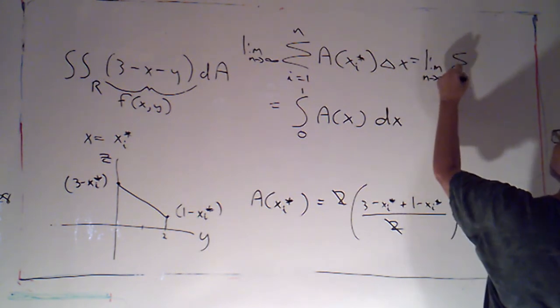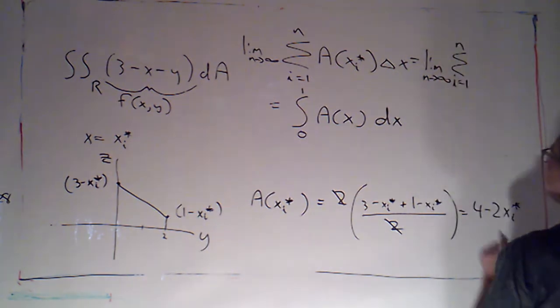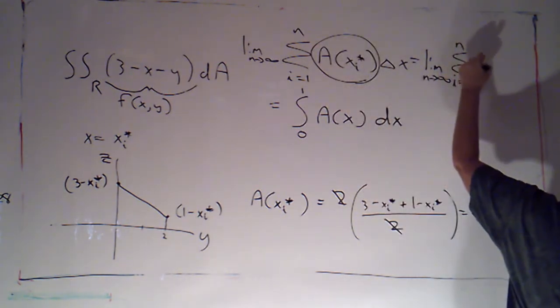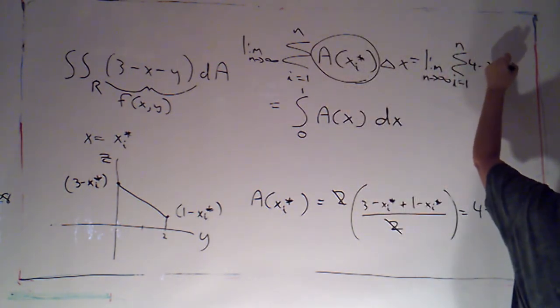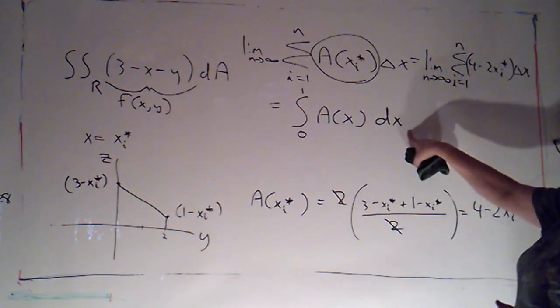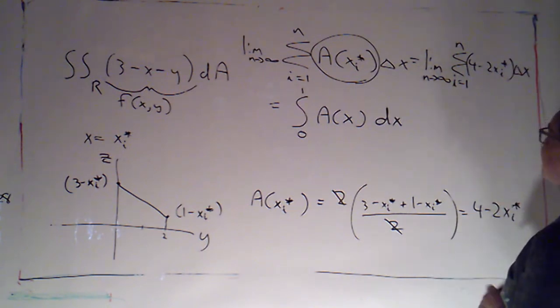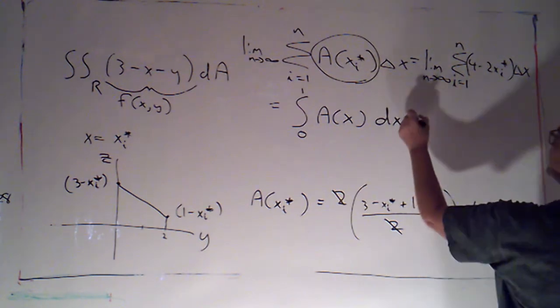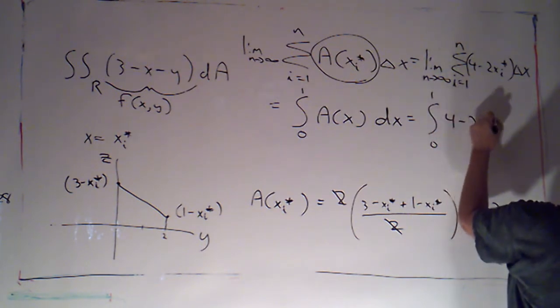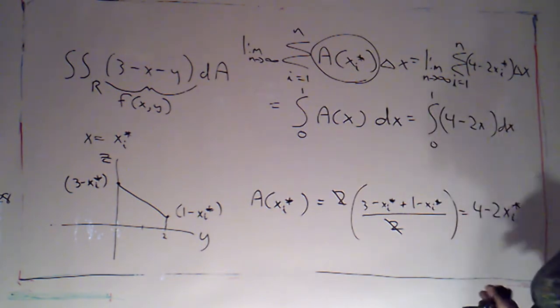So that's telling me that this Riemann sum, where we were taking the limit as n goes to infinity of the sum as i goes from 1 to n of, we got a formula for this: 4 minus 2 xi star was my cross-sectional area times delta x. That means I've got a specific integral that I can work with. This is going to be the integral from 0 to 1 of 4 minus 2x dx.